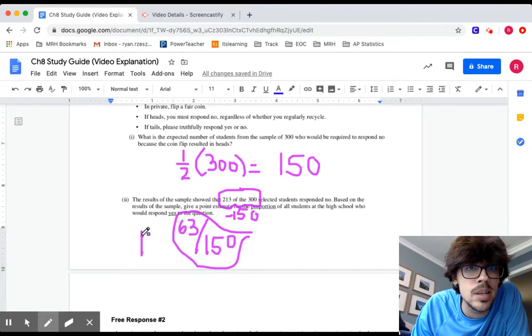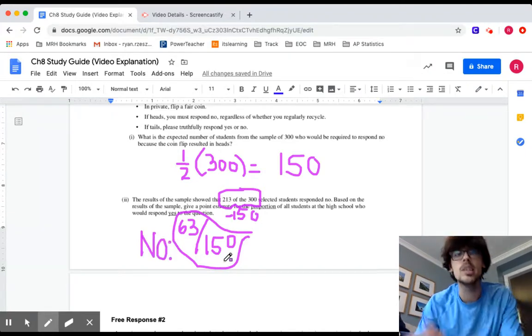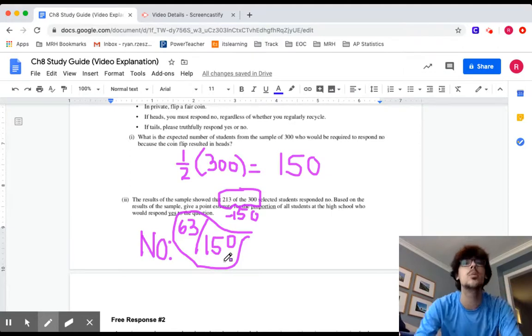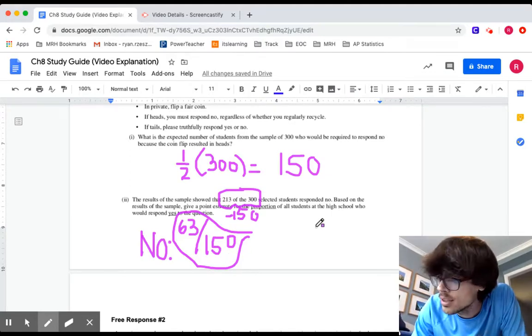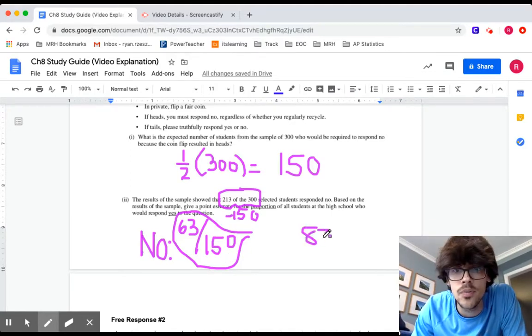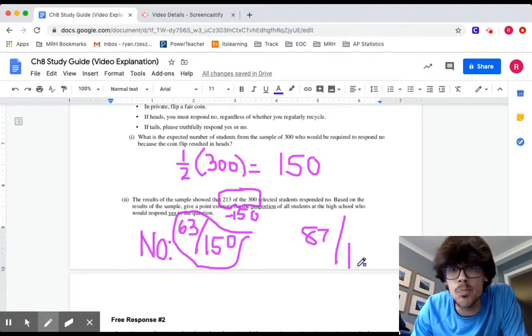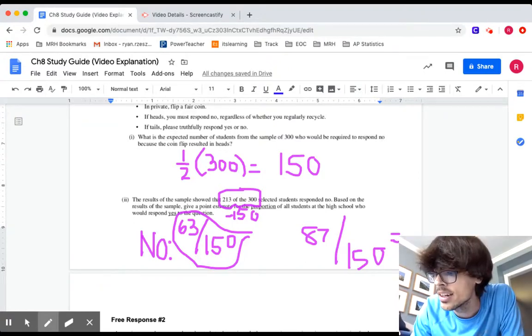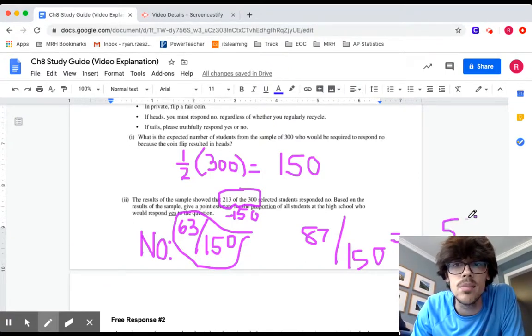Now that is people who said no. So my estimate for people who said yes would be the complement of that. I would do a 1 minus on it. That leaves me with 87 out of 150, which makes my estimate for the true proportion of people who recycle, without the shame and dishonesty in there, about 58%.